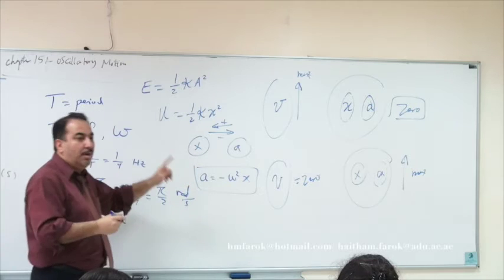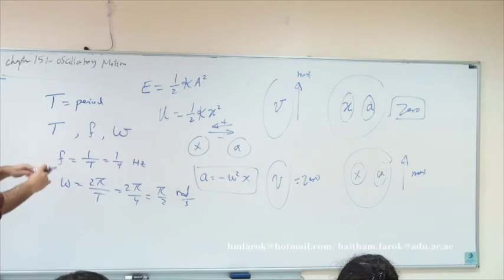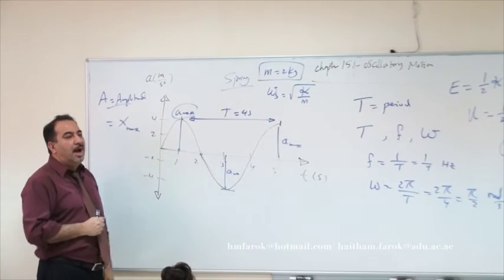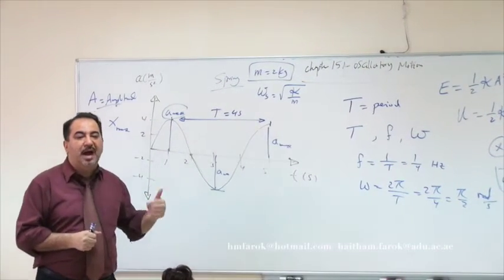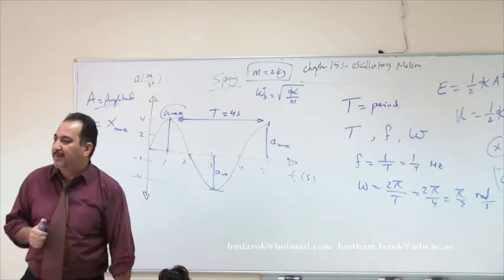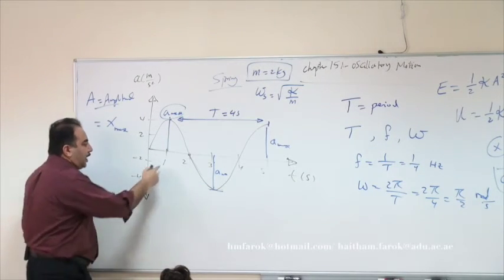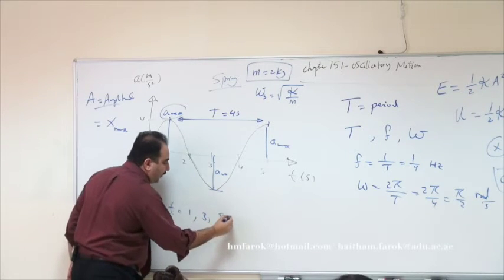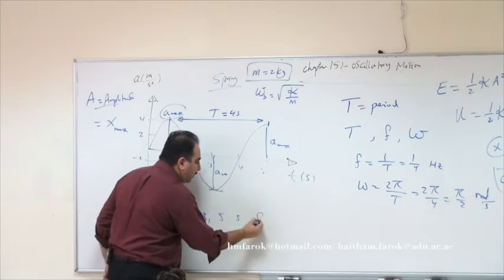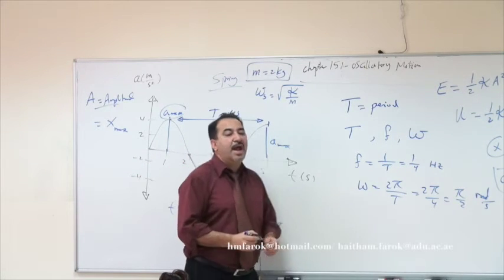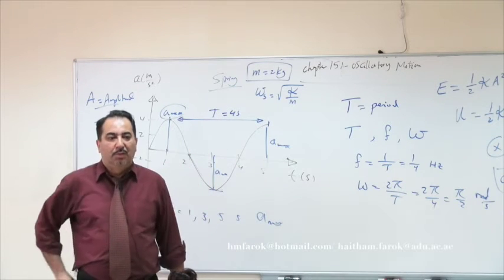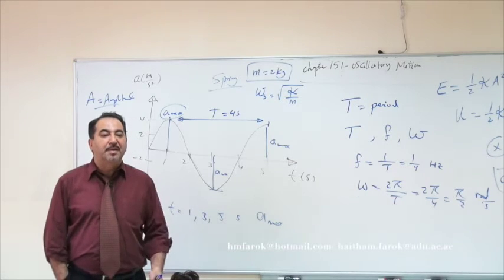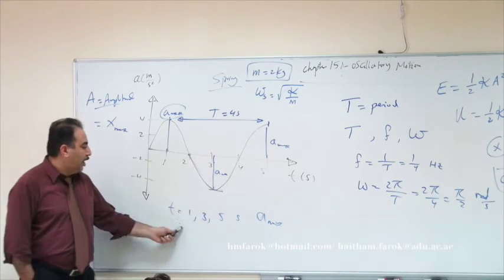Okay? Now I'll apply this one here on the graph. At what time or times do we have maximum acceleration on this graph? 1, 3, and 5. At time 1, 3, 5 seconds, what do we have here? A? Okay. When A is max, what is the velocity? 0. So now I can ask you the question: at what times is the velocity 0? 1, 3, 5.